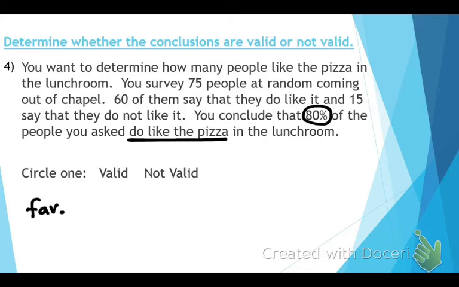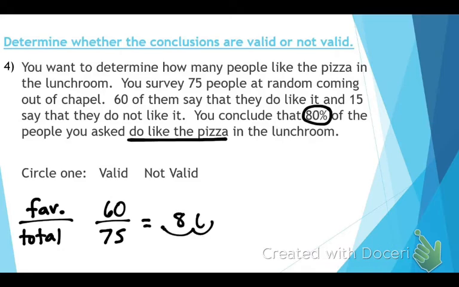Let's start with favorable over total. Guys, favorable is what I'm looking for. I am looking for people who do like the pizza. How many are favorable? Out of how many total? 75. Anson, when you do that, what do you get? Kaylin, can you help him out? If 0.8 and you change it to 80%. You are correct. That is exactly what we wanted it to be. So we would say, yes, this was a valid statement.